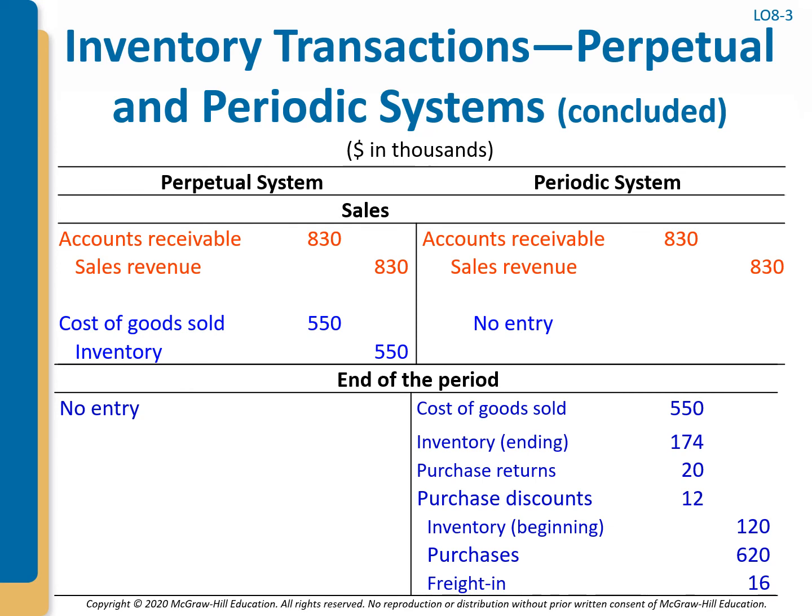At the end of the period, there's no entry necessary for the perpetual system, but have a look here. For the periodic system, we do all our recordings for cost of goods sold, ending inventory, beginning inventory, purchase return, purchase discount, and freight in. The credits are accounts that have to do with inventory, and the debits, cost of goods sold, and the state of inventory at the end.